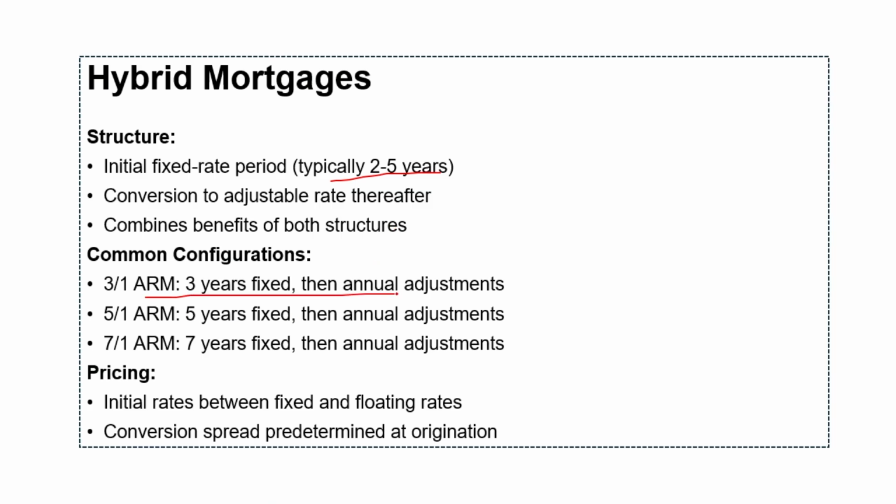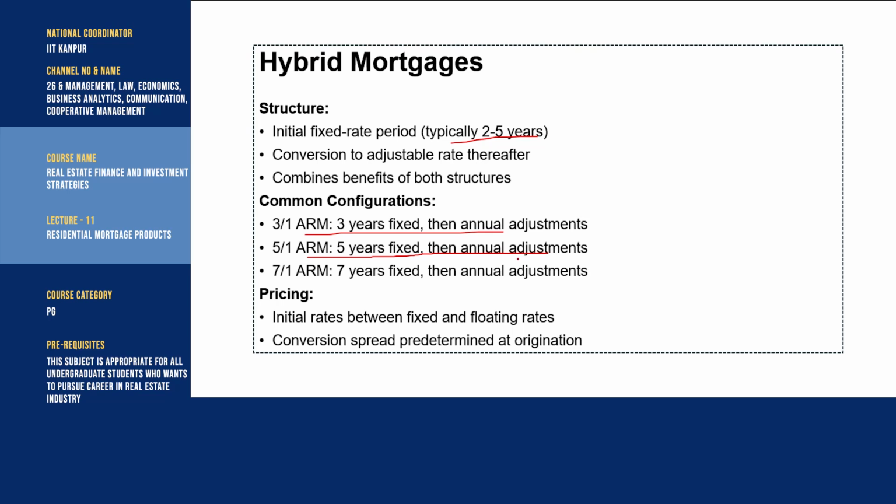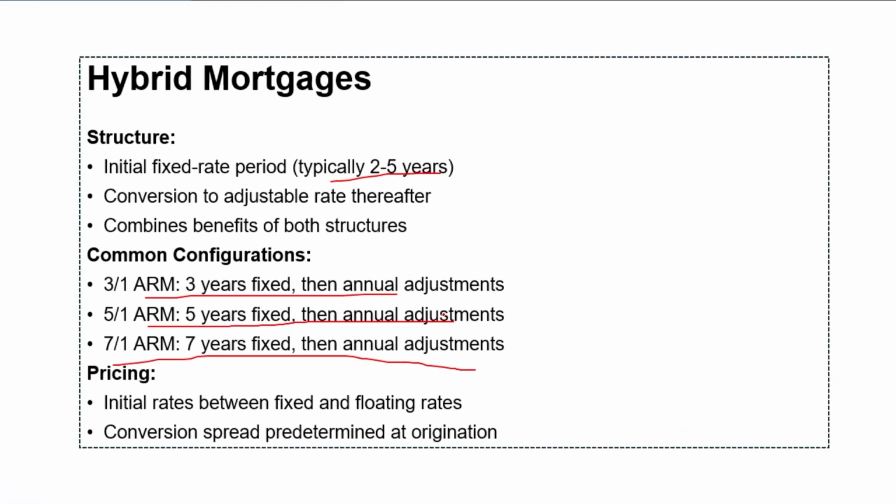5/1 ARM, 5 years fixed, then annual adjustments, and then 7/1 ARM, 7-year fixed, then annual adjustments. So the longer the initial fixed period, the higher the initial rate, reflecting the lender's extended rate risk exposure. Pricing typically falls between pure fixed and adjustable rate loans, offering a middle ground for borrowers with moderate risk tolerance.